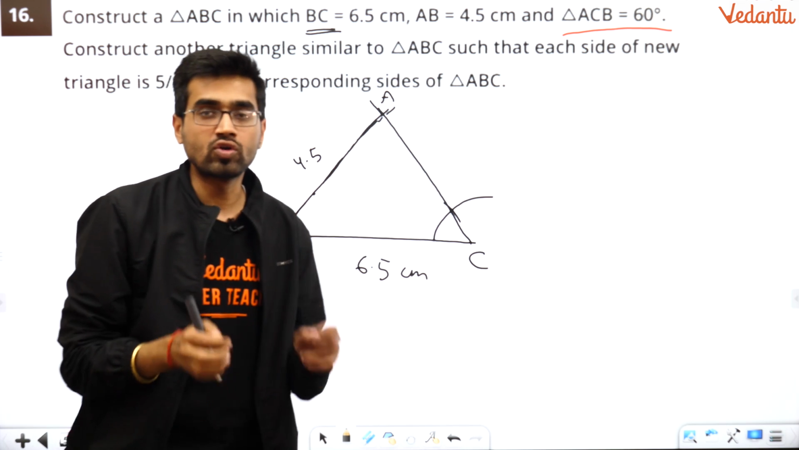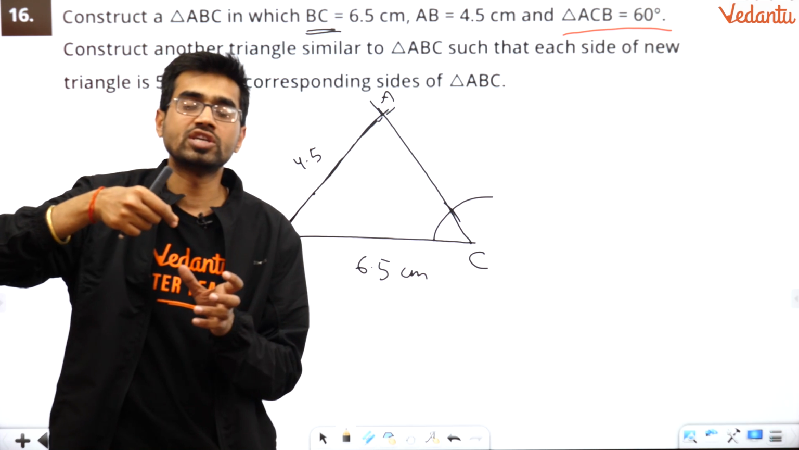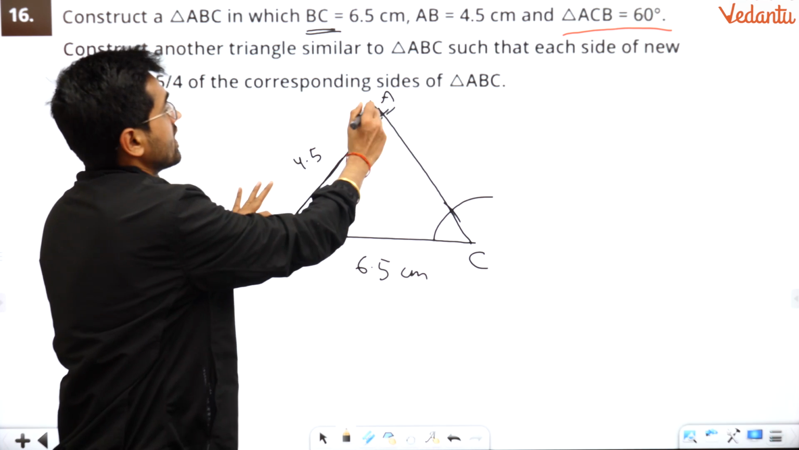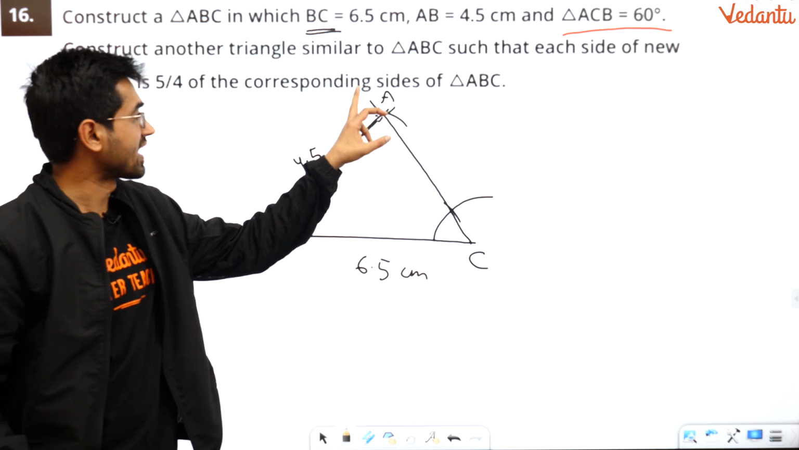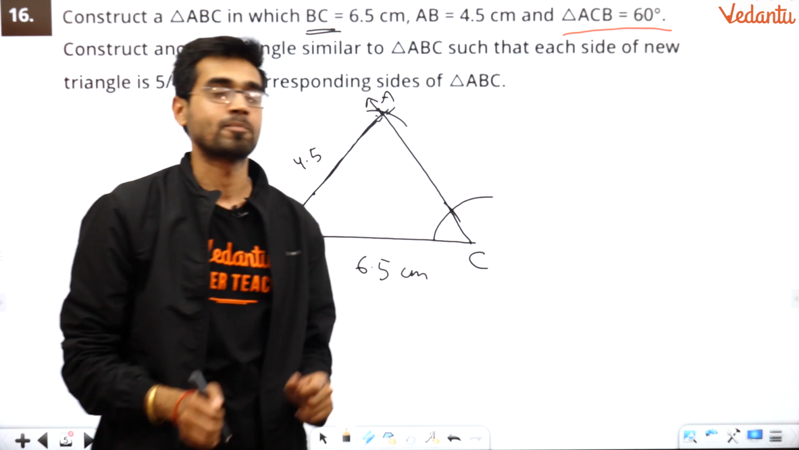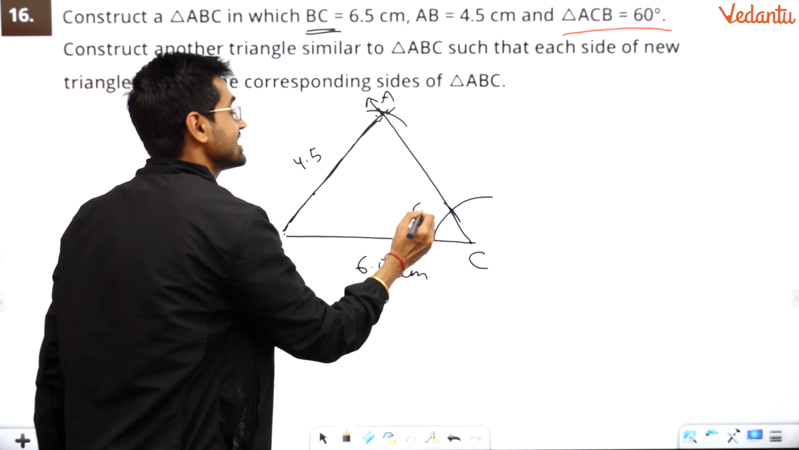How I did it? I took a compass. I put the needle of the compass at 0. I measured the pencil of 4.5. I put the compass needle here and I cut an arc. Wherever it cuts my A, this ray, I just named that vertex as A. Okay. So this is 60 degree.